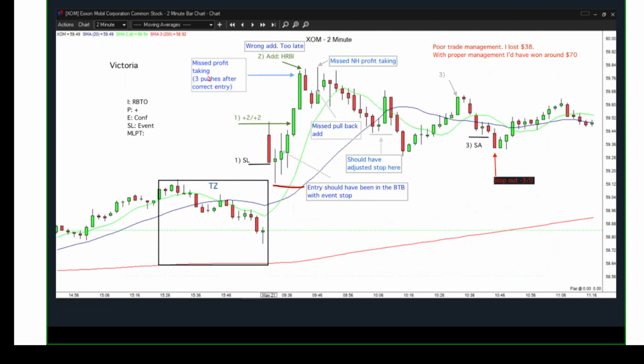And she says, I missed taking profits because I have 3 pushes after the correct entry. Oh yes, very good observation. Here was your correct entry. So you have 1 push here, 2 push, 3.